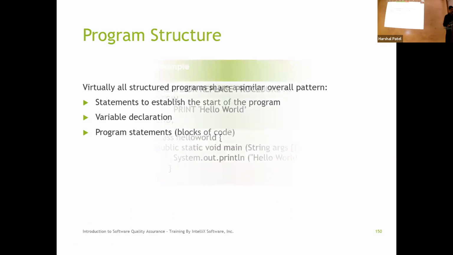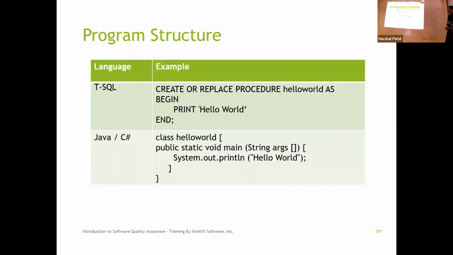So here's an example. There are two different language examples shown. T-SQL is Transact SQL, which is more like a database manipulation language. Java and C# are a lot of times known as fourth generation, or 4GL, languages.